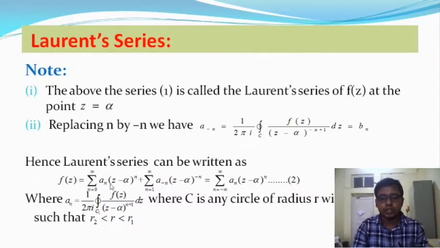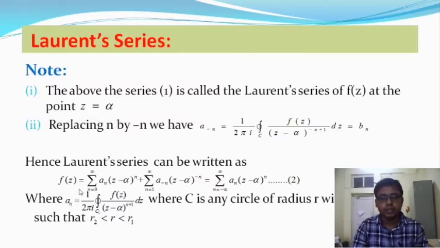So therefore the compact form of these two summations is equal to the summation over n equal to minus infinity to plus infinity of aₙ into (z minus alpha) whole to the power n, where aₙ is equal to 1 by 2 pi i closed integration over c1 of f of z by (z minus alpha) whole to the power n plus 1. I have already mentioned this in the previous slide.